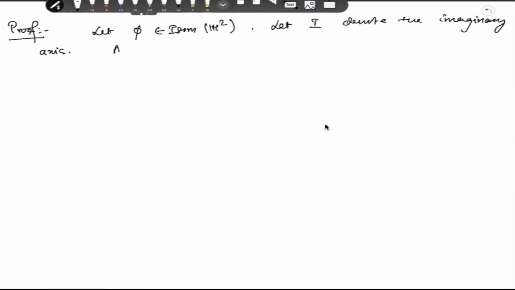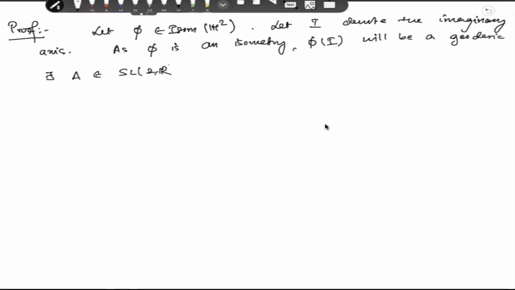So as phi is an isometry, phi of I will be a geodesic. It will be a bi-infinite geodesic because I is a bi-infinite geodesic. Now again, there exists A belonging to SL(2,R) such that A of phi of I is equal to I. This we have already seen.